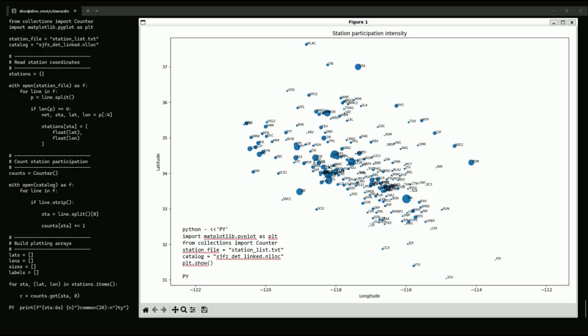Consequently, larger circles indicate stations that contributed a greater number of associated seismic picks, whereas smaller circles indicate stations that participated less frequently. Stations with large symbols therefore played a particularly important role in detecting and associating earthquake arrivals within the catalog. This type of visualization provides a useful overview of network utilization and helps identify which parts of the seismic network contributed most strongly to the earthquake association process.